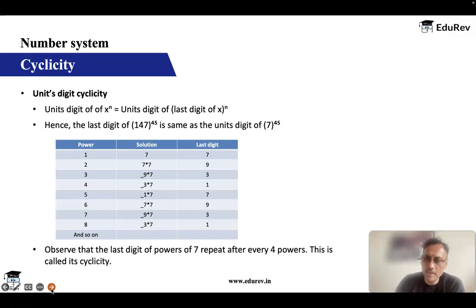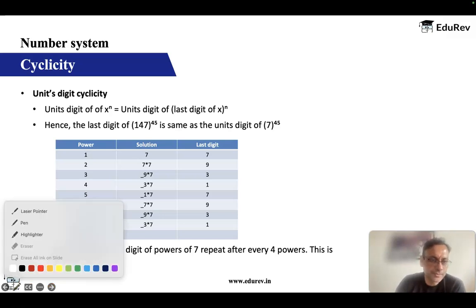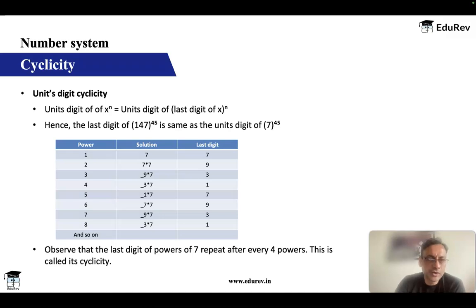When I say cyclicity, basically what I mean here is, the units digit of x to the power n is equal to the units digit of the last digit of x to the power n. Basically, if you have a number 147 raised to the power 45, and we are talking of what will be the last digit of this, then you only have to bother about the last digit of the number, which is 7 to the power 45. Whatever is before that is immaterial. So that is the first concept. Whatever number is given, you only have to bother about the last digit of that number if the question is asking you the units digit.